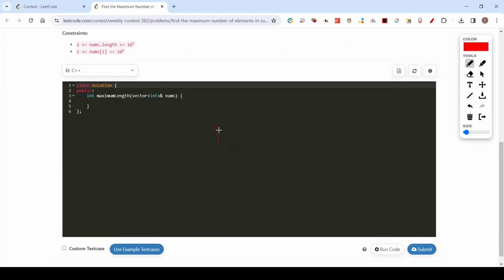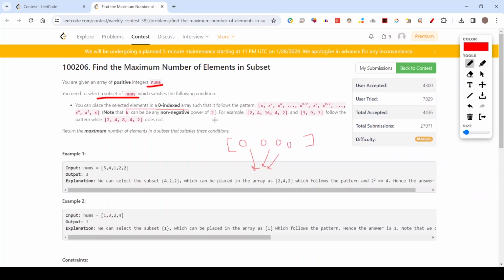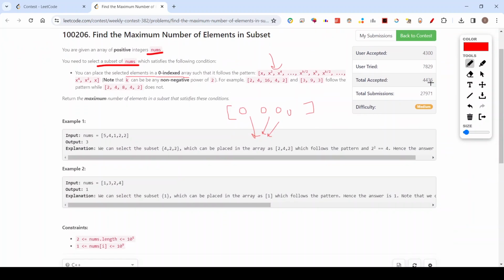So if you would be given an array like this, you have to pick up some elements and form a subset. A subset is basically any combination from the array. It can be even empty. But here it is mentioned that you have to pick up a subset such that it follows this pattern. Now what is this pattern? If you carefully observe, the pattern is: if the first number is x, the second number would be x square, the third number would be x to the power 4.